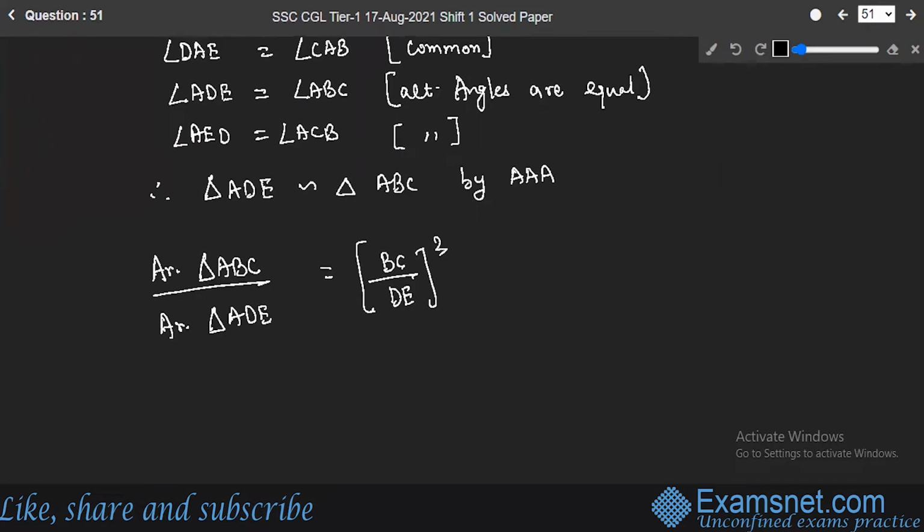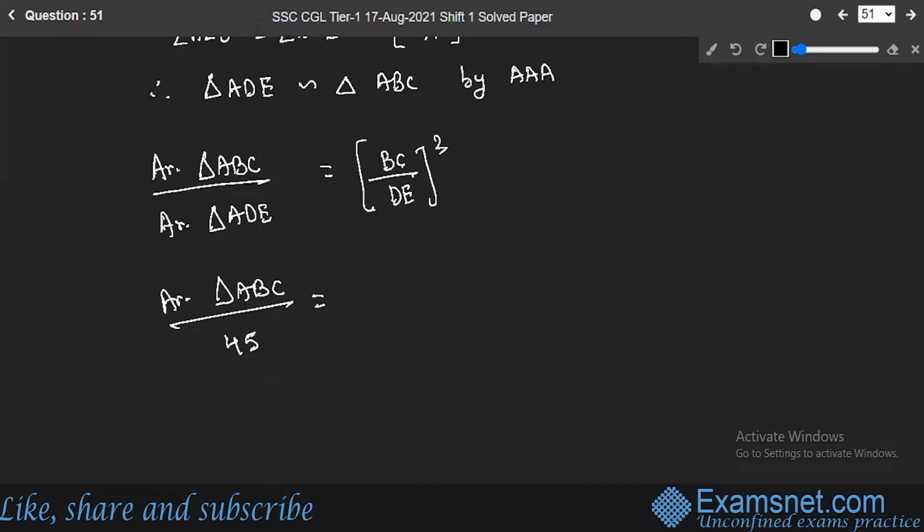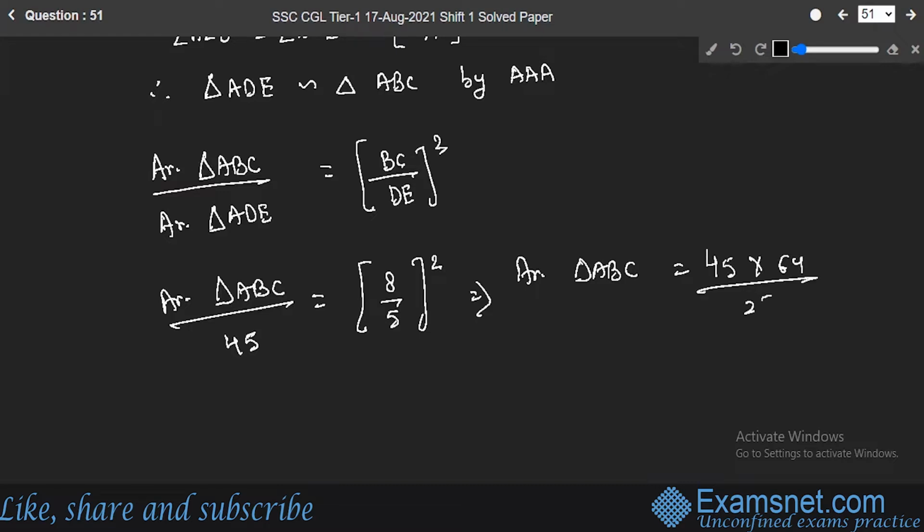Now let's fill in the values. We have to find out area of triangle ABC divided by 45 is equal to, BC was given to us as 8 and DE was given to us as 5, square. This gives you area of triangle ABC is equal to 45 into 64 upon 25, right? So you will be doing all the calculations, like 9, 5, and you will get the answer as 115.2 centimeter square.